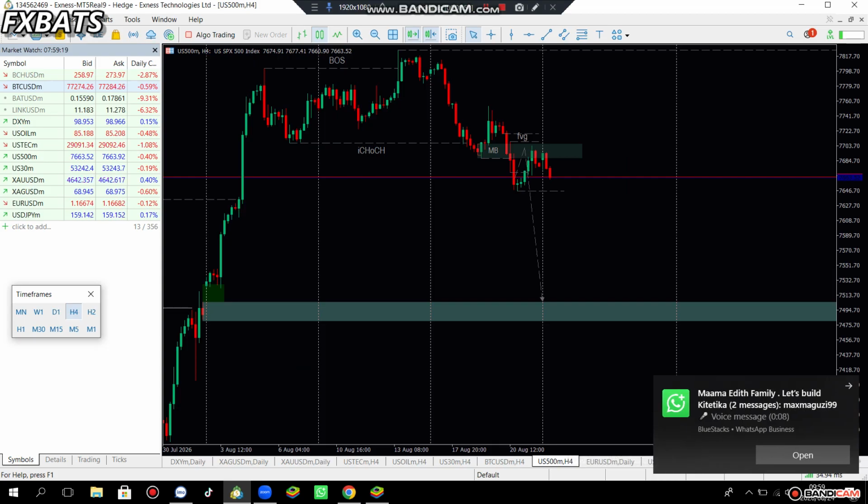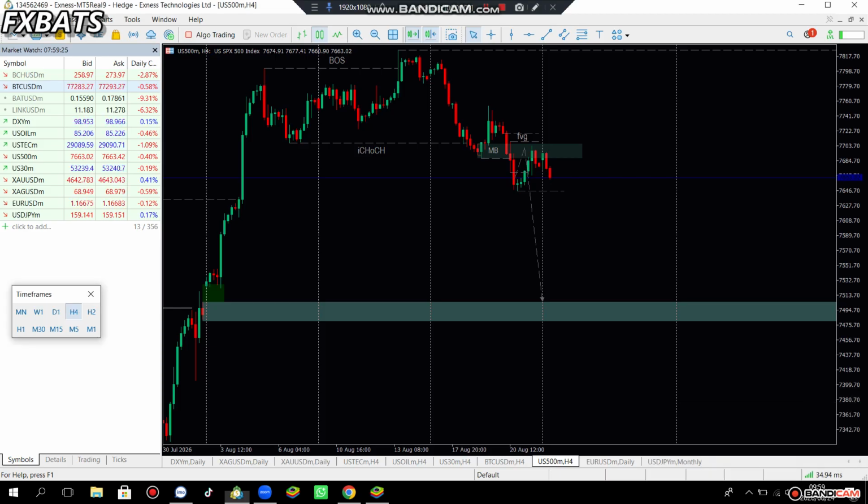SP500, we're selling it off from the mitigation block, as you can see, hoping to see price continue to drop toward the downside. So this is what I had for today. Let the trade play out. If we get stopped out, let it be. We just need to be patient, and we have to trust our methodology, our setups, our trading analysis.